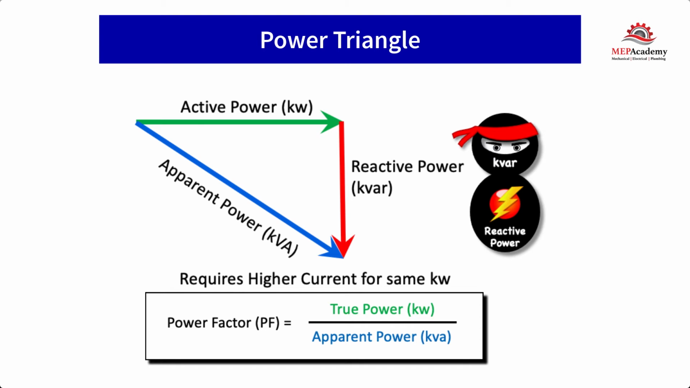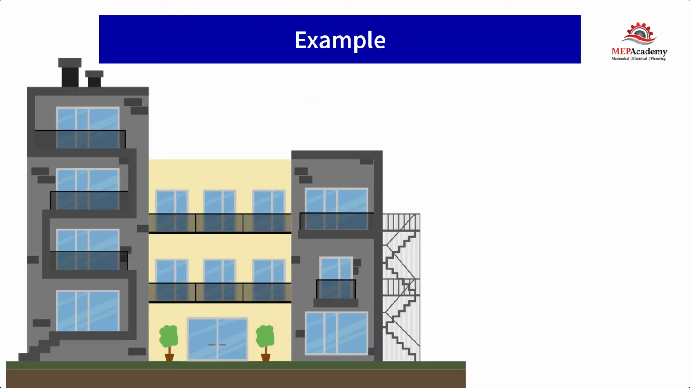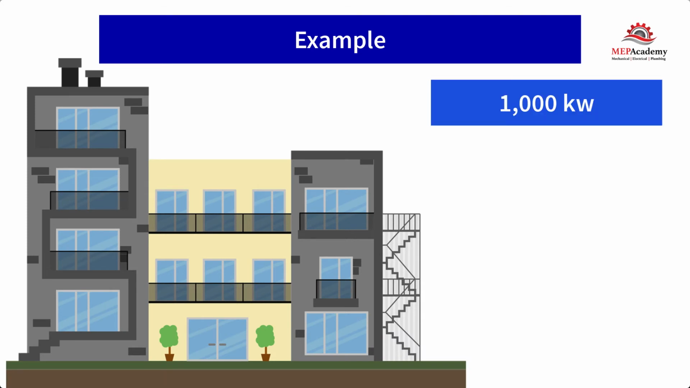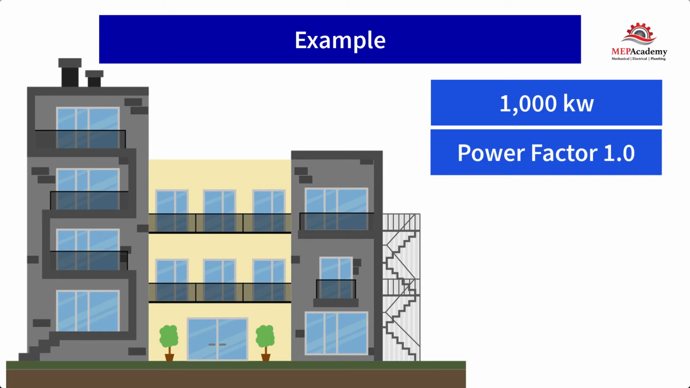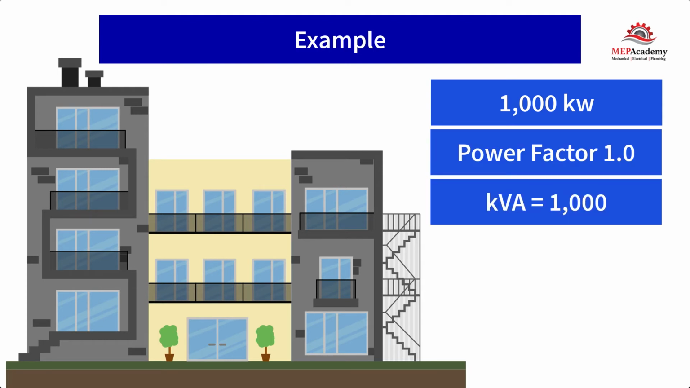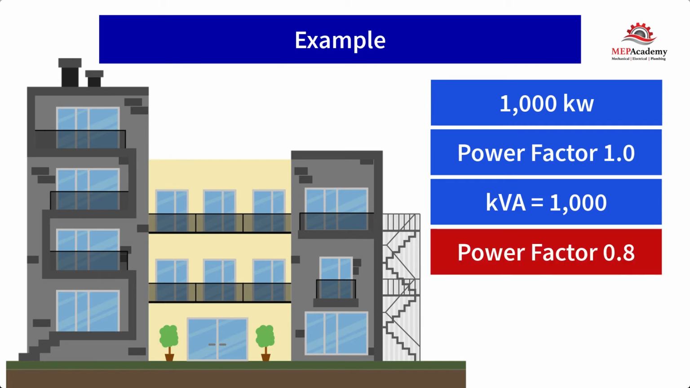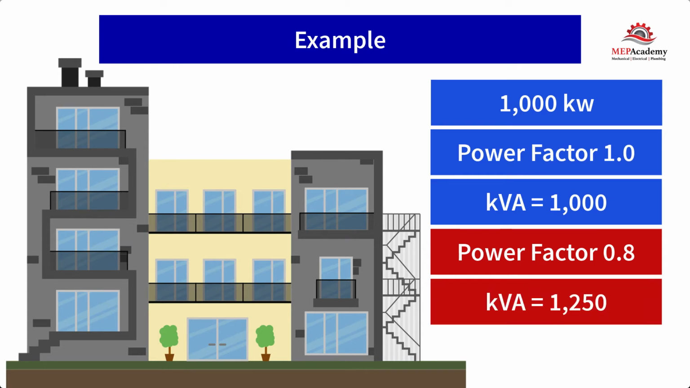Remember, the utility must deliver the required apparent power, kVA, even though the customer only needs the true active power, kW. As an example, if a building required 1000 kW of power and had a power factor of 100%, then it would only require 1000 kVA of generating and distribution network capacity. If the power factor dropped to 80%, however, 1250 kVA of capacity would be needed.